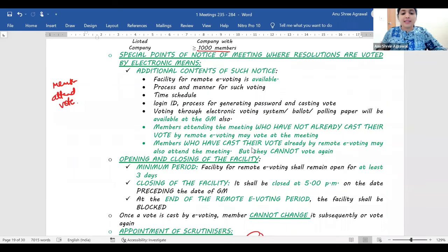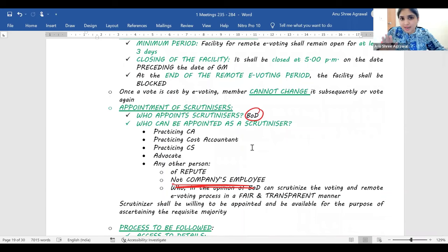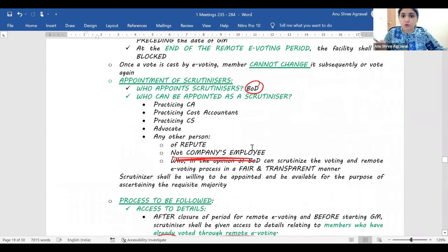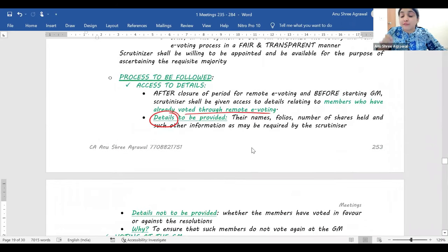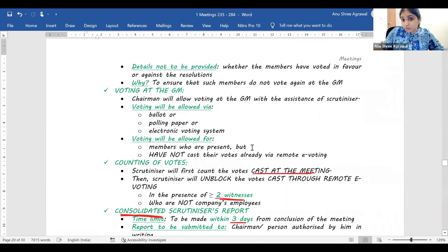Now understood. Then we learned that the e-voting facility has to be kept open for a minimum of 3 days. It has to be closed on the preceding day at 5 p.m. After we close it, nobody else should be able to cast the vote. Here also we have a scrutinizer appointed by the board. The scrutinizer will not be the company's employee. We have to give him details about shareholders who have already cast their vote electronically. We will give him the list even before the meeting starts. He will make sure these people don't vote again.